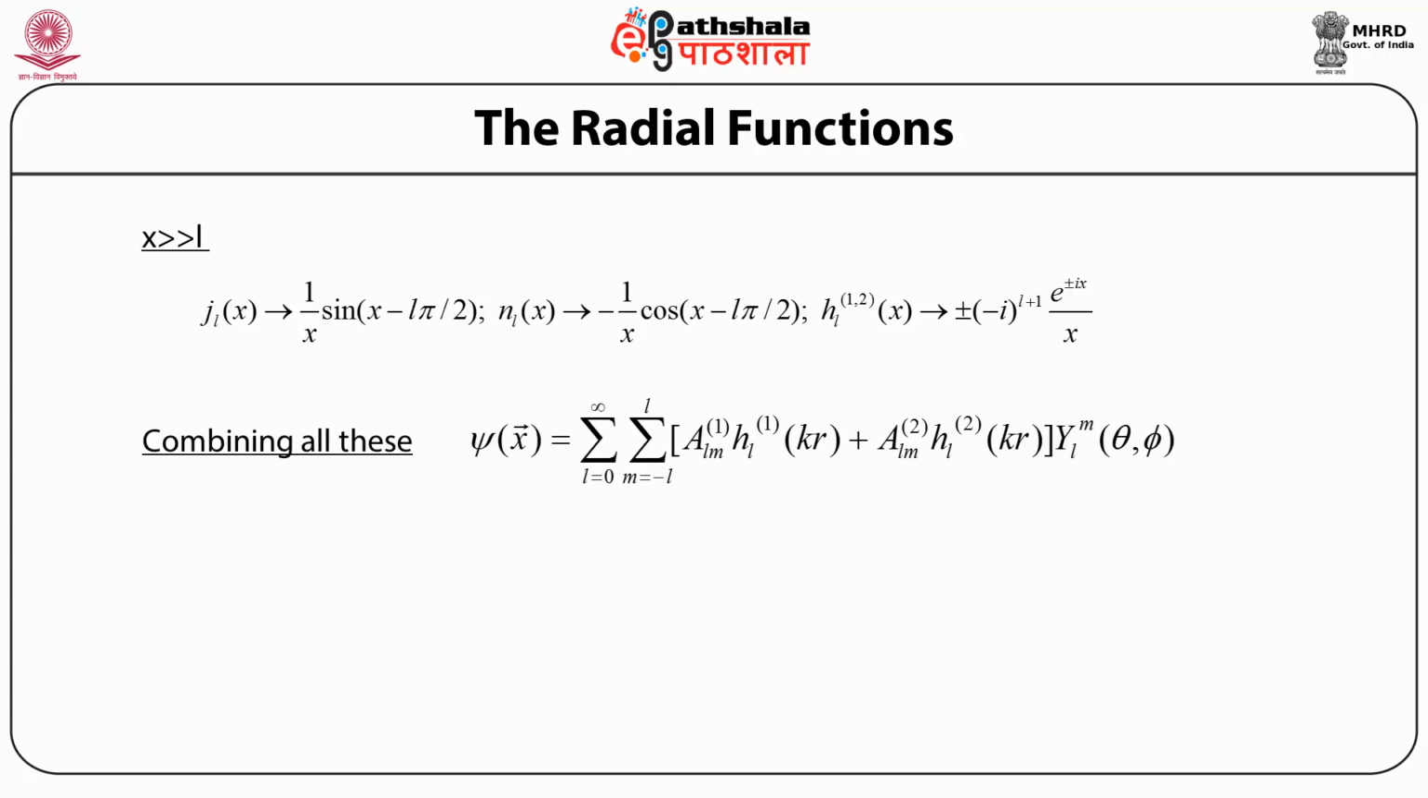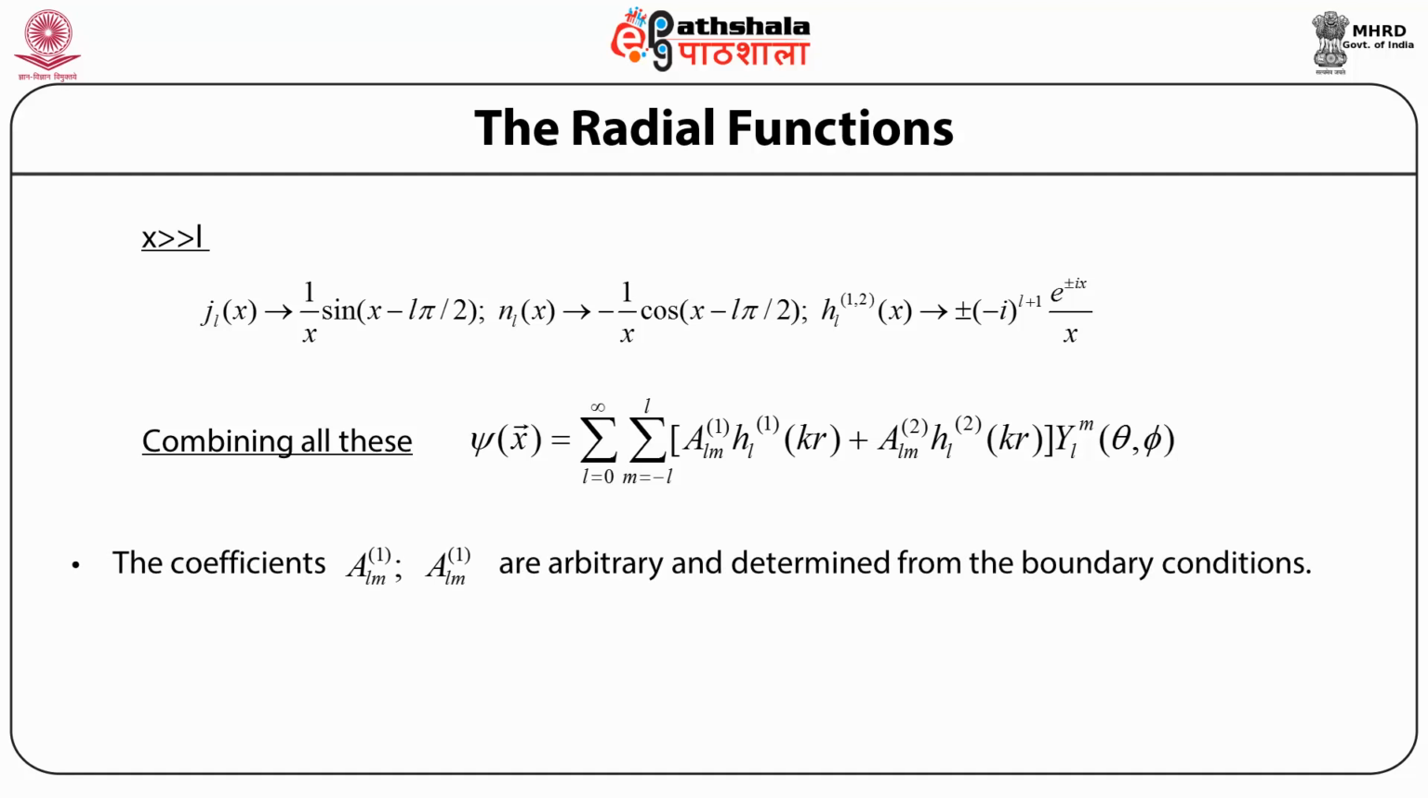So combining all these, we get ψ(x) equals the summation from L equals 0 to infinity and the summation from m equals -L to +L of A_LM^(1) h_L^(1)(kr) plus A_LM^(2) h_L^(2)(kr) whole into Y_LM(θ, φ). The coefficients A_LM^(1) and A_LM^(2) are arbitrary and determined from the boundary conditions, where m is again some constant.